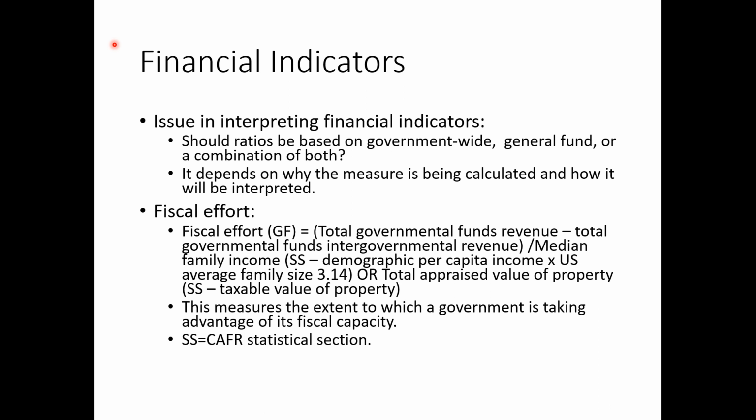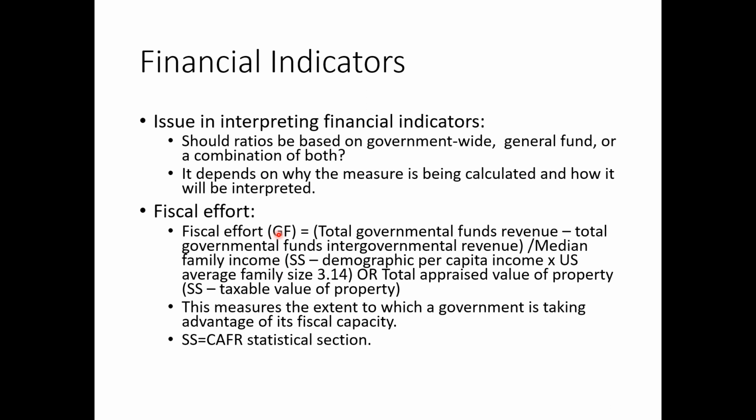So the first financial indicator is fiscal effort. Fiscal effort measures the extent to which the government is taking advantage of its fiscal capacity. That is, the government may levy high taxes to get revenues. That is a measure of fiscal effort. So let's see what indicators we have here. First is the fiscal effort.